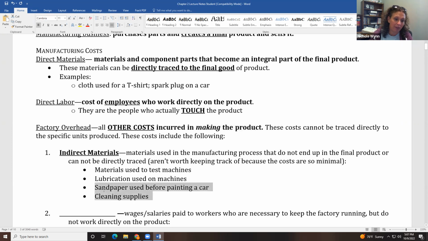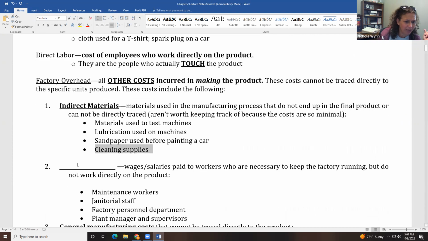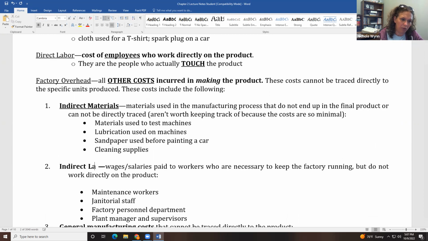So the cleaning supplies to clean the bathrooms in the factory, that's necessary to make the product. Doesn't feel like it, but you got to have bathrooms for your employees that are making the products. And so cleaning supplies for the bathroom involved in the factory would be considered factory overhead. All right, so the next category is indirect labor. So indirect labor would be people like my dad.